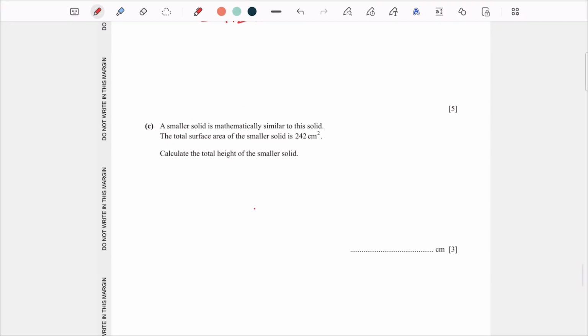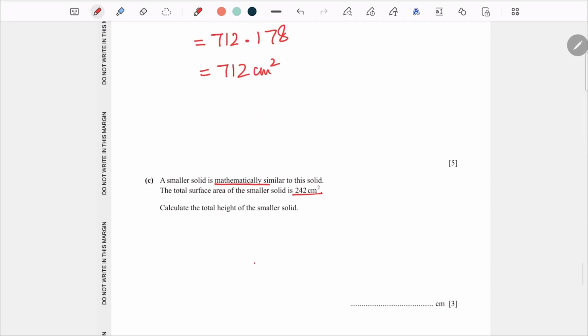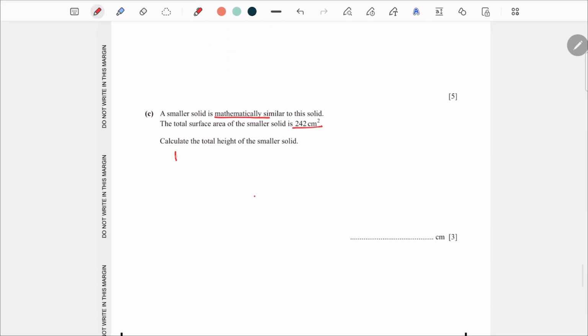In part C, it states a smaller solid is mathematically similar to this solid. The total surface area of the smaller solid is 242 centimeters square. Calculate the total height. Now, because the question itself is telling us that the smaller solid is mathematically similar, we'll be using the concept of similarity to solve this part. Basically, according to similarity, the ratio of total surface area of similar objects will be equal to square of the ratio of their heights. Both of these ratios will be same.